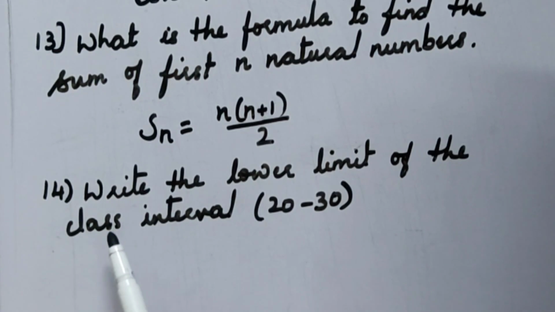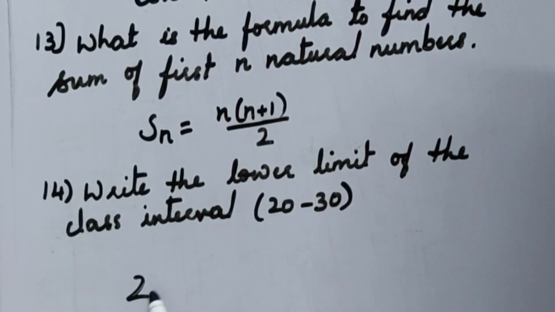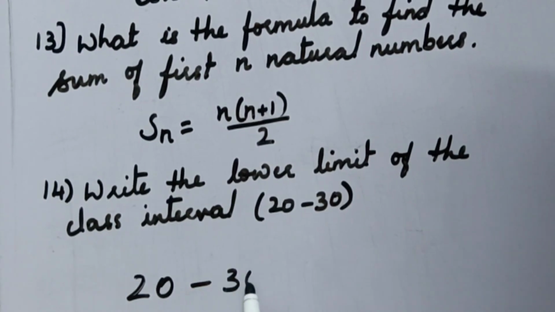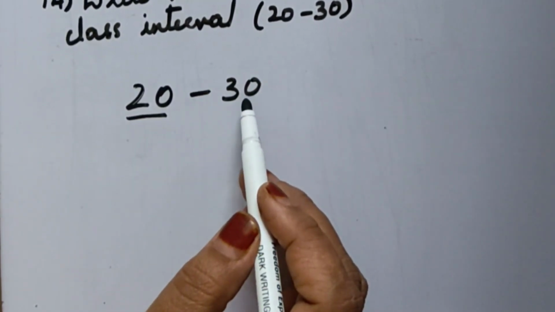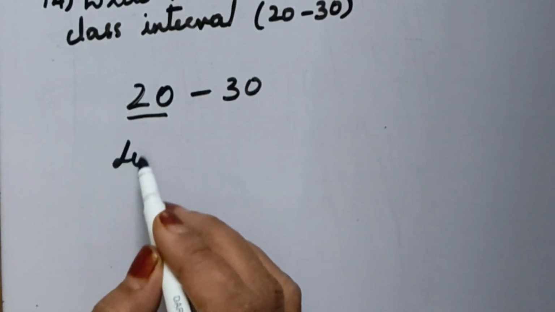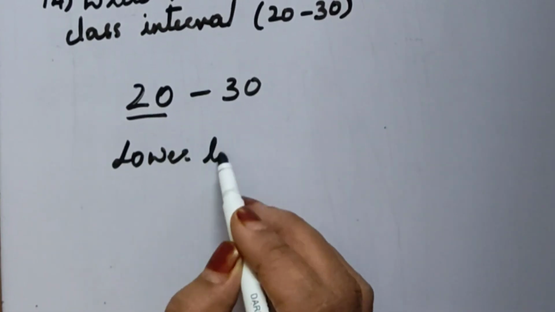This is the next question. Write the lower limit of the class interval. This is a class interval 20 to 30. This is the lower limit and this is the upper limit. So therefore the lower limit is 20.